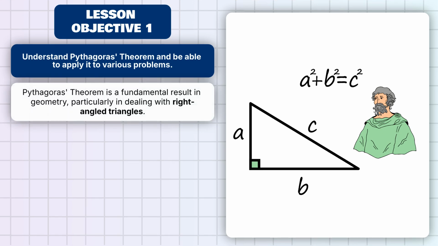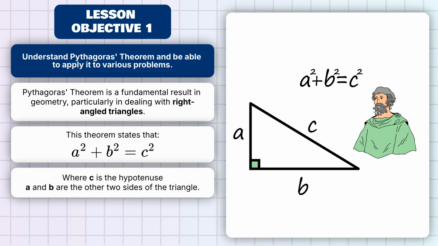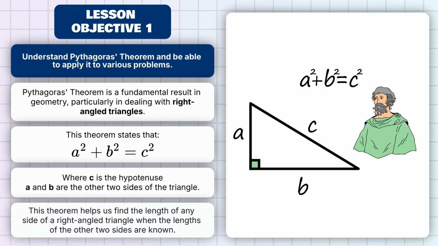Pythagoras' theorem is a fundamental result in geometry, particularly in dealing with right-angled triangles. The theorem states that a squared plus b squared equals c squared, where c is the hypotenuse, which is the longest side opposite the right angle, and a and b are the other two sides of the triangle. This theorem helps us find the length of any side of a right-angled triangle when the lengths of the other two sides are known.